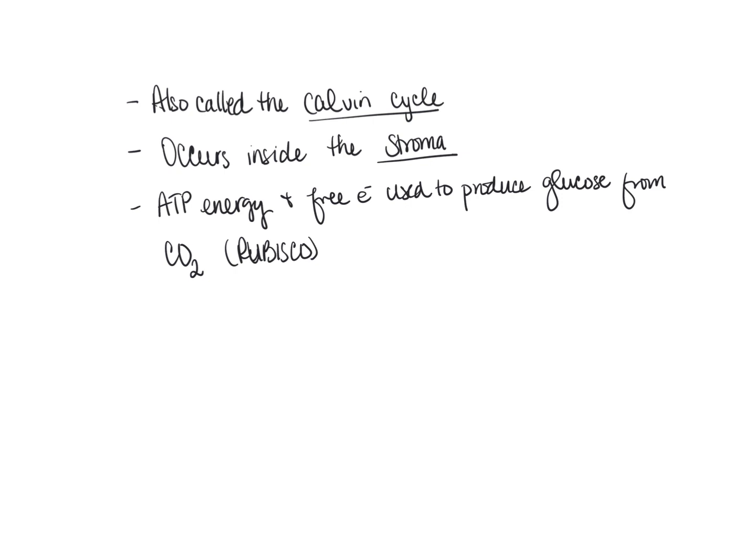So another name for those light independent reactions is the Calvin cycle. Note we never call it the dark cycle because it can truly happen at any time within a 24-hour period. It occurs in the stroma, okay, so in the liquid part of the chloroplast. And ATP and free electrons are used to produce glucose using carbon dioxide, and that also involves the use of the enzyme Rubisco.